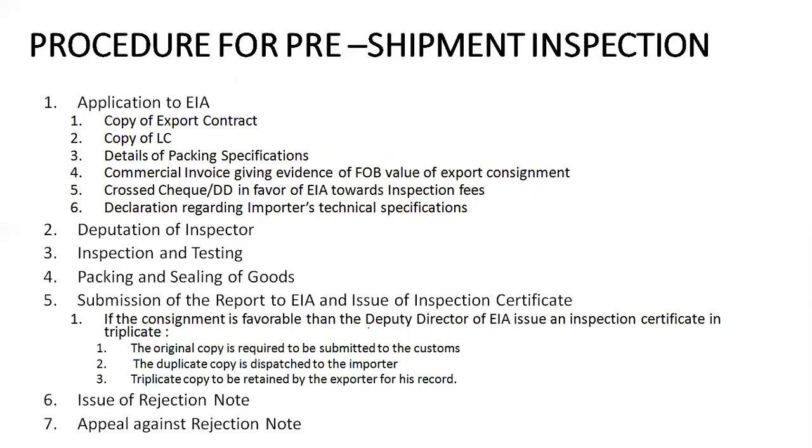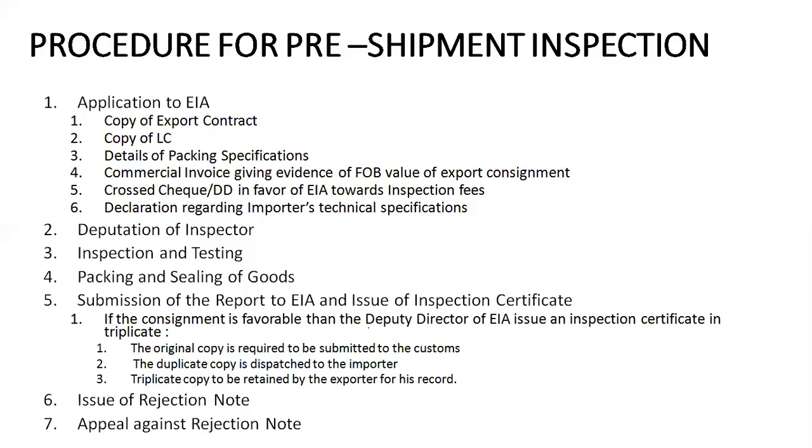As we have already discussed, you need to apply 7 days prior. Along with that application, you need to submit a copy of the export contract, a copy of your LC, details of the packing specification that you are going to use, and the commercial invoice. Cross check the DD is in favor of EIA. Also include a declaration regarding the importer's technical specification, if he or she requires extra, then also mention it. Submit these documents along with your application form and forward it to EIC, or EIA.